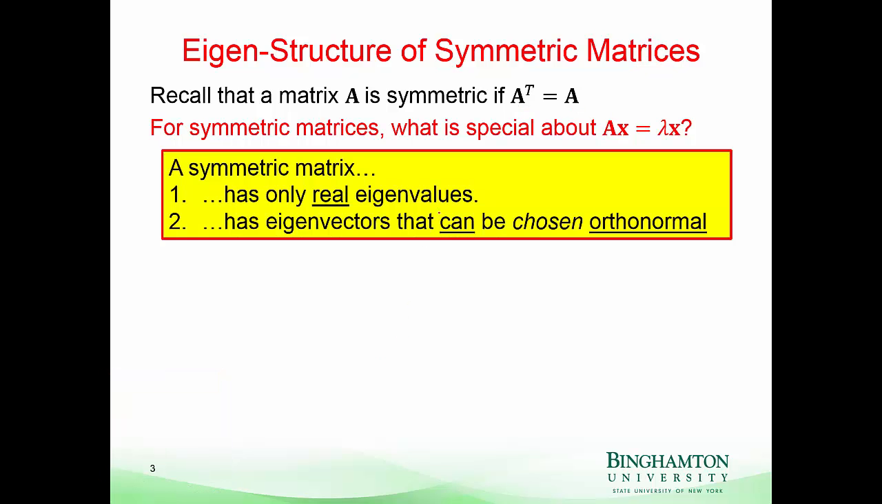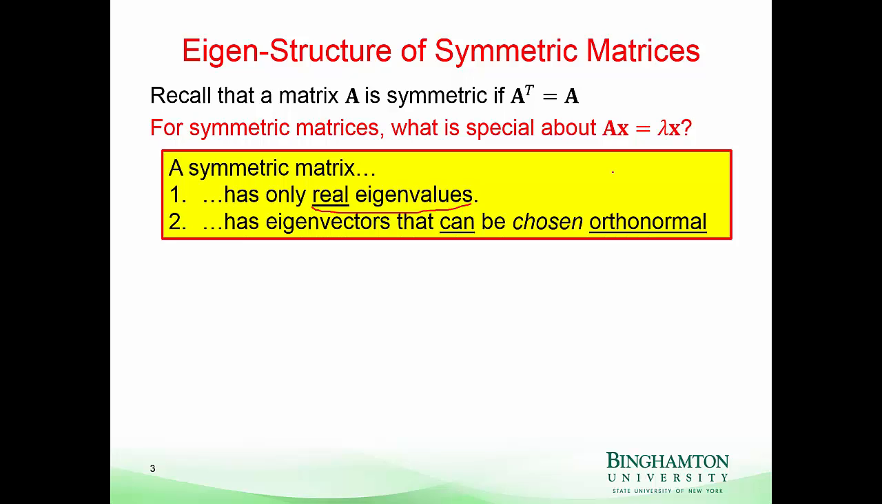And here's the answer. And we'll spend the rest of the time talking about how we know that this is true and what some of the ramifications of this are. So a symmetric matrix has only real eigenvalues. Remember in the last set of notes we were talking about how some matrices actually can have purely imaginary or complex eigenvalues and eigenvectors.